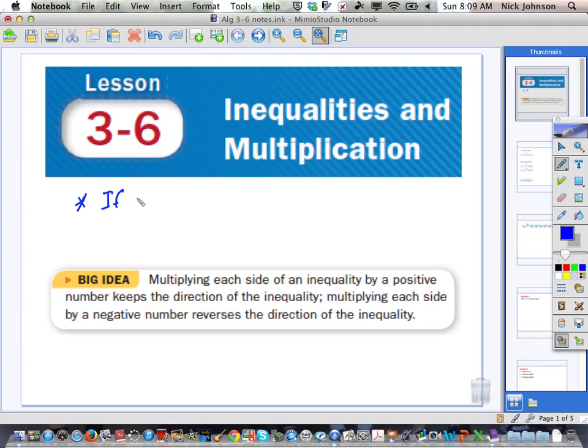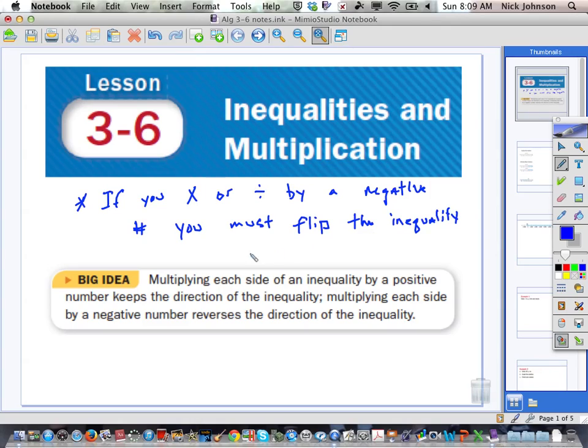If you multiply or divide by a negative number, you must flip the inequality sign. Inequality signs are less than or greater than or less than or equal to or greater than or equal to, you should remember. Okay?